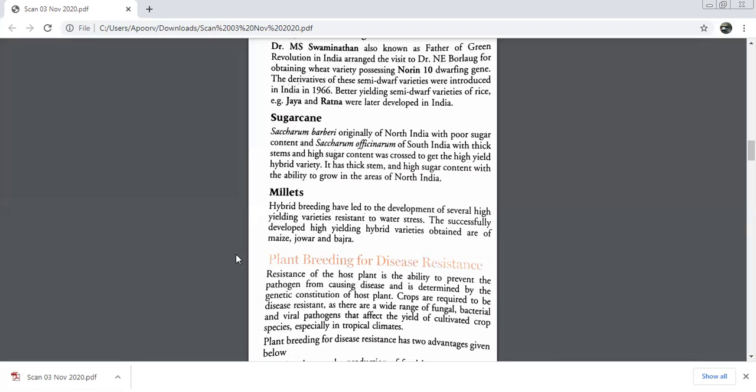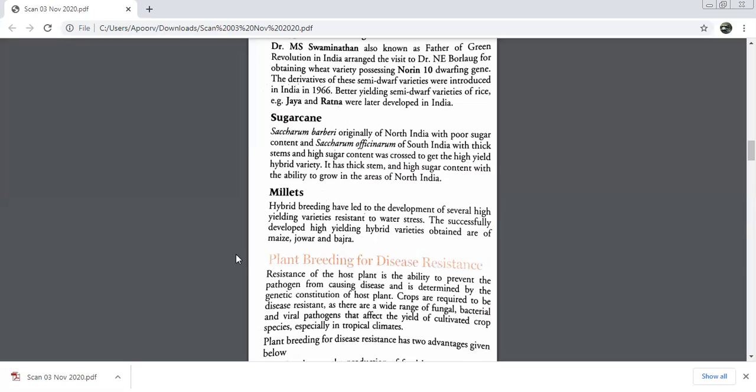We just discussed that we have the hybrid varieties. Hybrid varieties, obviously, must be based on what? Must be based on certain characteristics which are useful to us. So what are those characteristics? We're going to study that.